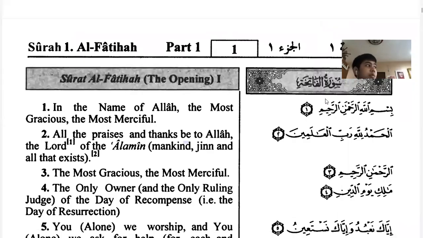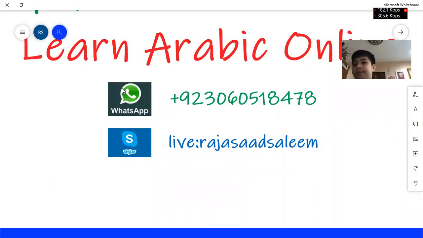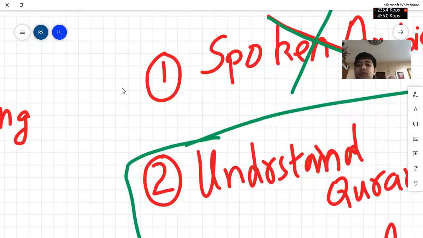Okay, now we read the meaning of this. First, read the meaning of Bismillah. In the name of Allah, most gracious, the most merciful. So whenever we do anything, before doing anything, we say this sentence, Bismillah ar-Rahman ar-Rahim, okay? So note it on your notebook.